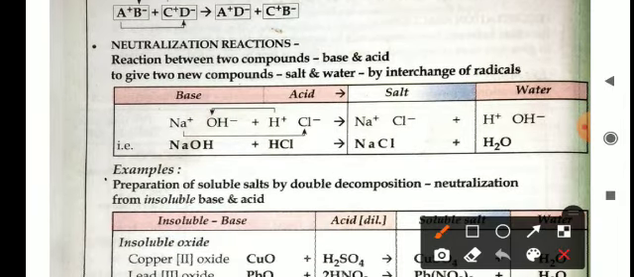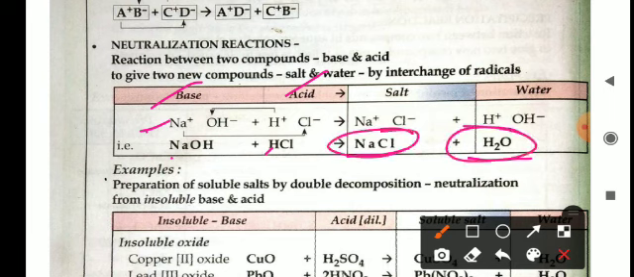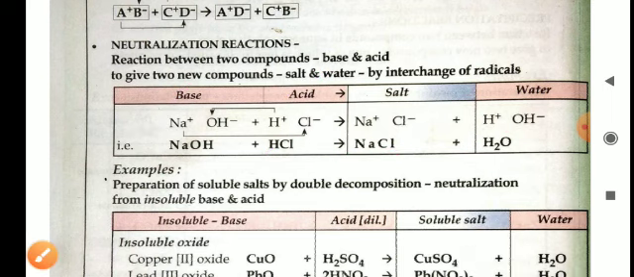For example, base plus acid: base NaOH, acid HCl. NaOH will break into Na plus and OH minus, HCl will break into H plus and Cl minus. Now Na will combine with Cl to form NaCl, and OH will combine with H plus to form HOH, meaning water. So you can see that when acid and base react, salt plus water is formed as product. These types of reactions are called neutralization reactions.